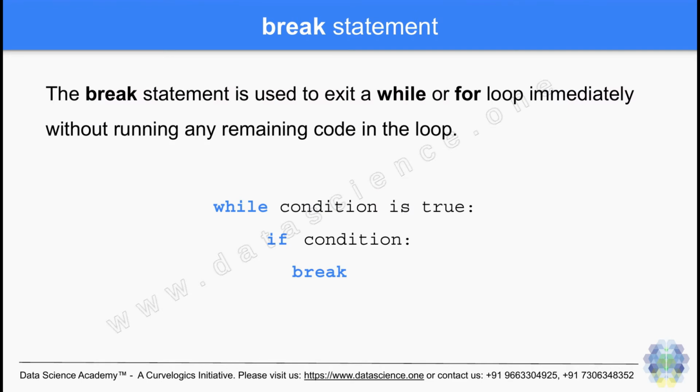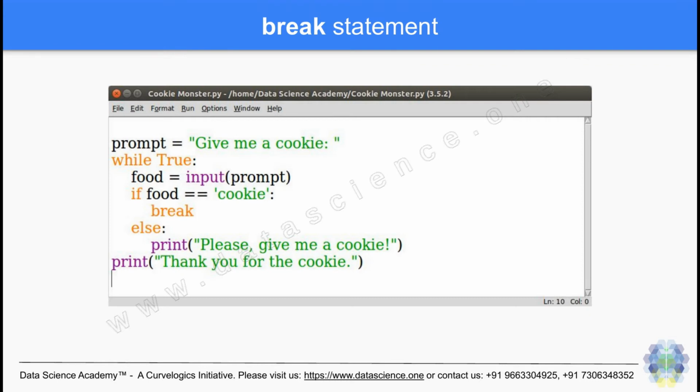The break statement is used to exit a while or for loop immediately, without running any remaining code in the loop. The general syntax for a break statement with a while loop is shown. The same applies to a break statement with a for loop too. We will use the classic cookie monster script to understand the break statement.